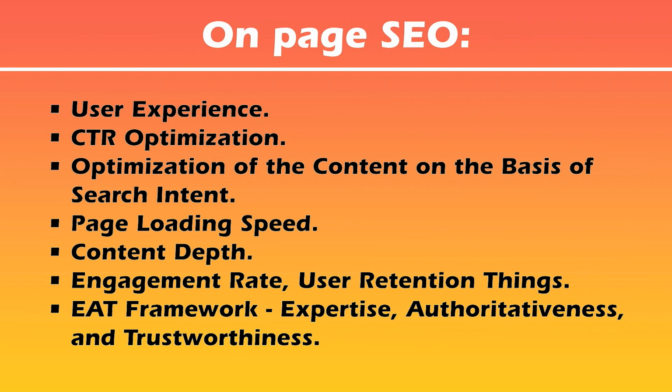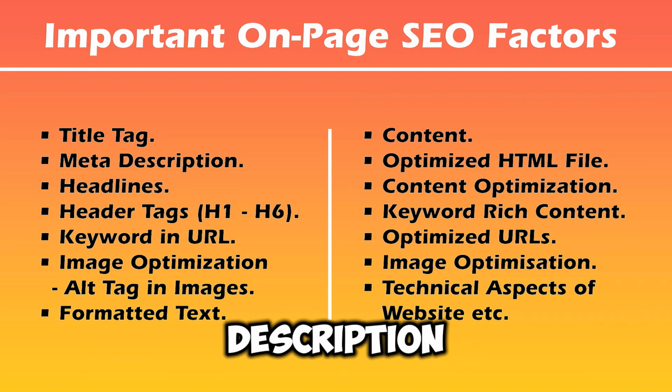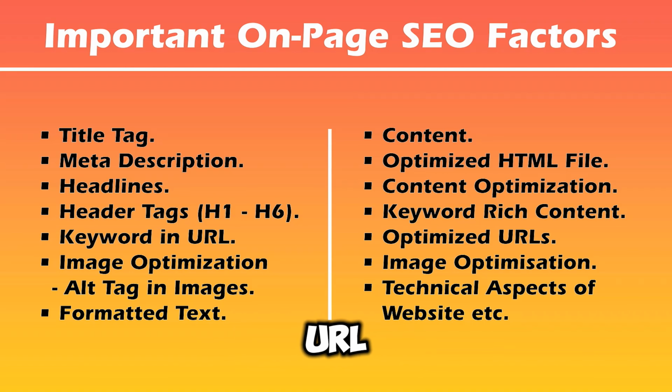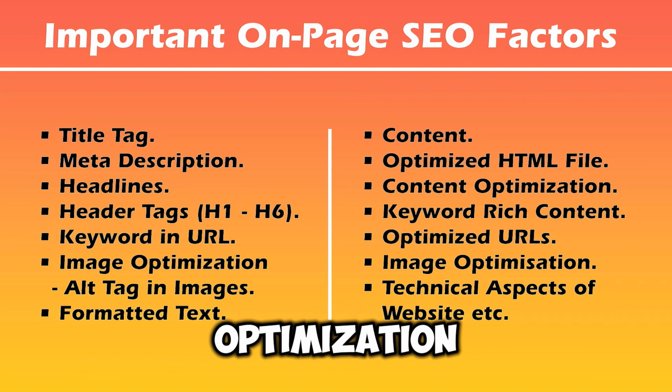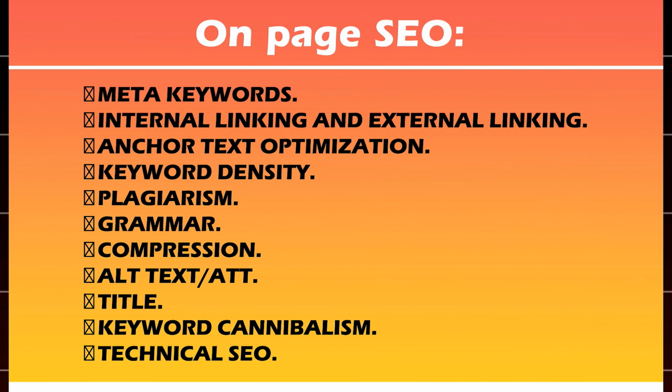On-page SEO: user experience, CTR optimization, page loading speed, content depth, engagement rate. Important on-page SEO factors: title tag, meta description, header tags, keyword and URL, image optimization, content optimization, keyword-rich content, optimized URLs.